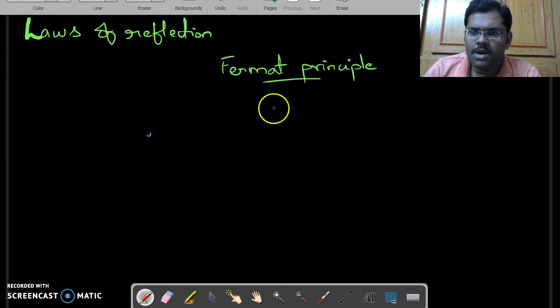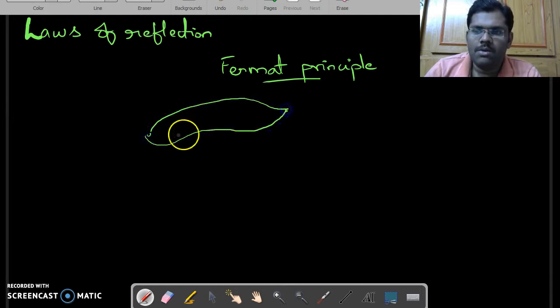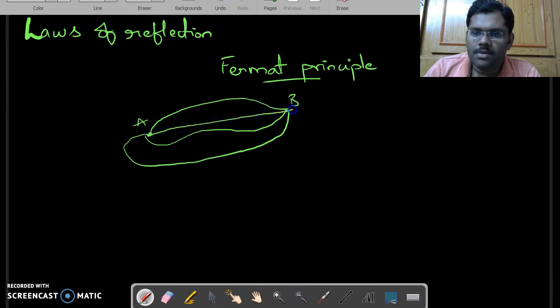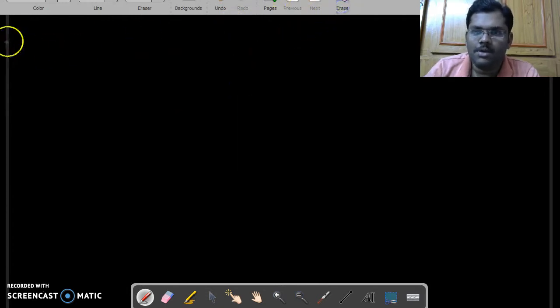For example, if we take any 2 points, what is the path with the least distance? It cannot be a curve, or a double curve. So the light always travels in a straight line. The least path between the 2 points A and B will be a straight line. This straight line represents the least path, and that is the path selected by the light. So the light selects the least path to travel. That is what we call the Fermat Principle.